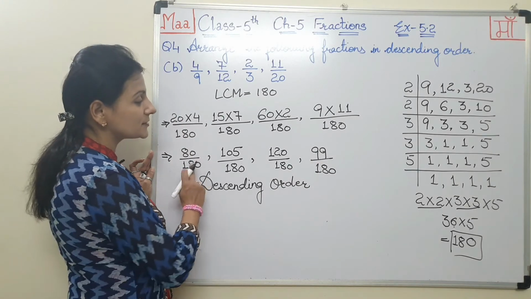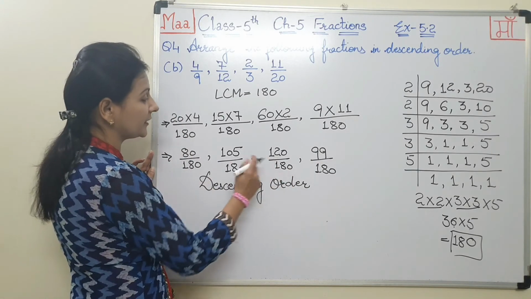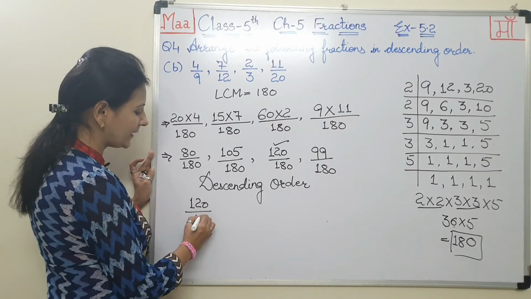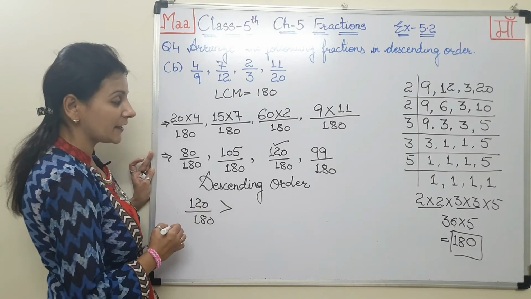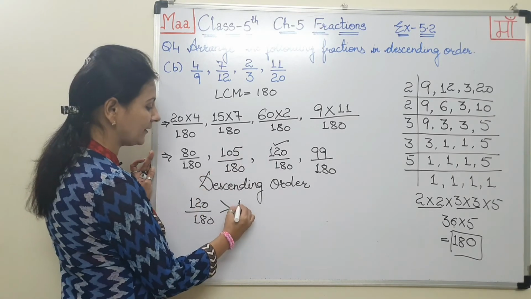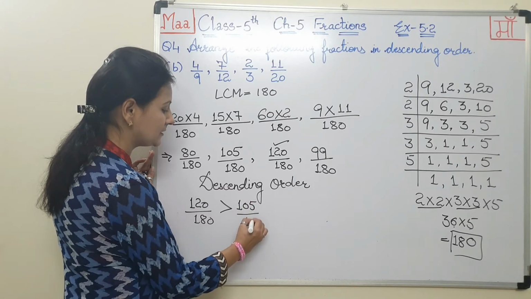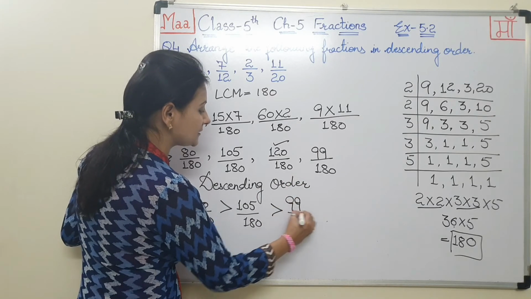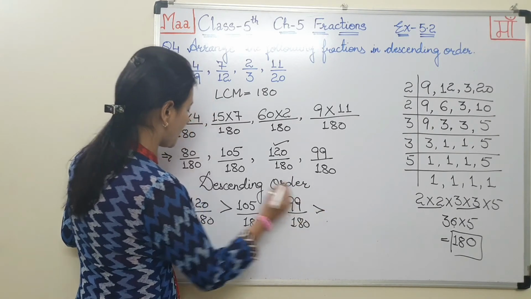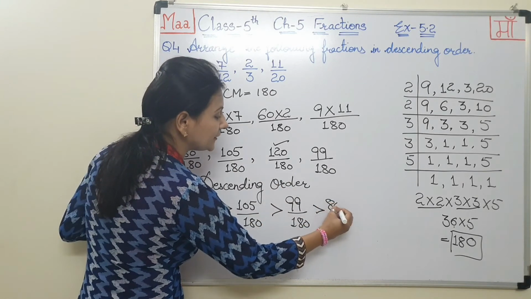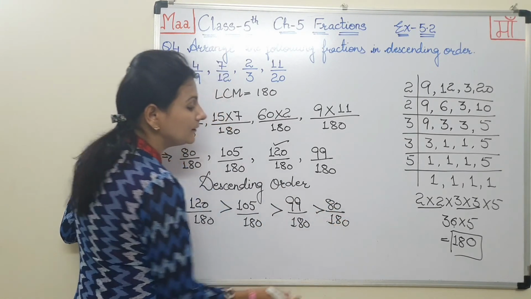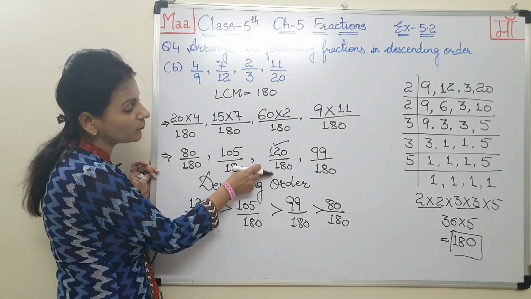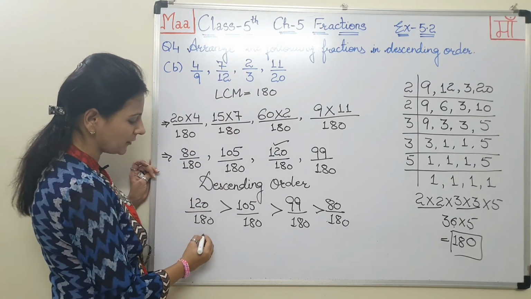Now, after this we have to arrange it in descending order. So descending order means the greatest fraction. So the greatest from all this is 120 upon 180. Now the sign of greater than will come. After 120 will come 105 upon 180. Then after 105 will come 99 upon 180. And at last it will come 80 upon 180. Now we will write the original fraction of this. So original fraction of 120 upon 180, third fraction, that is 2 upon 3.